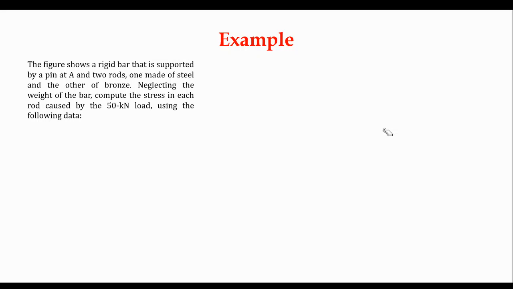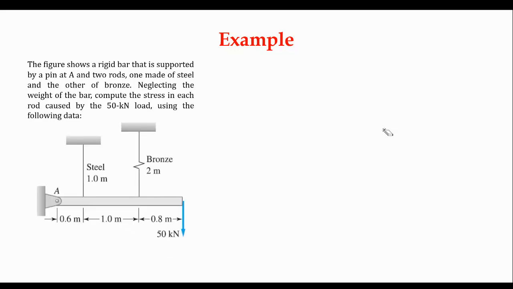Neglecting the weight of the bar, compute the stress in each rod caused by the 50 kilonewton load using the following data. So, ito yung structure natin or system natin, guys. So, kibali, kaning nga bar, it is being held by steel and bronze. And then, pilit siya ginababa ni 50 kilonewton na load. There is a free end. So, therefore, naapod tay mga areas and elasticity na sa material.